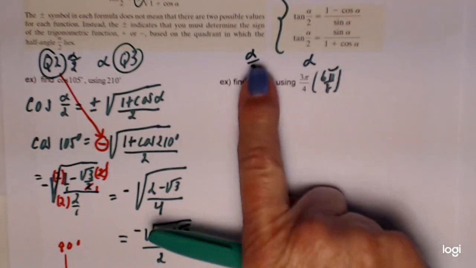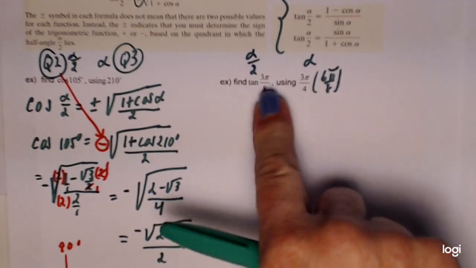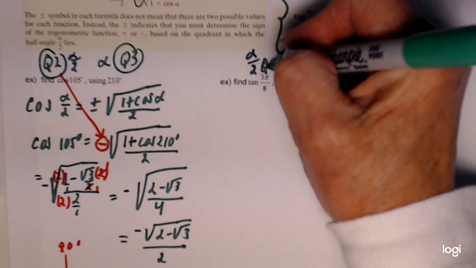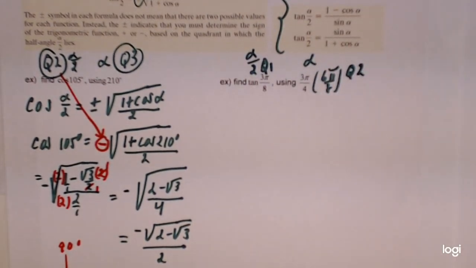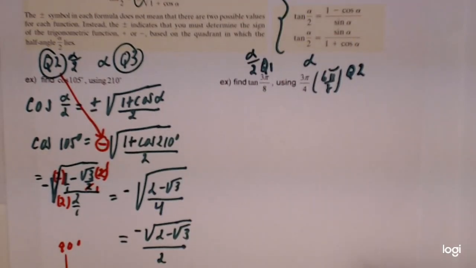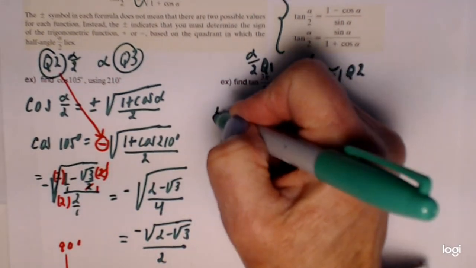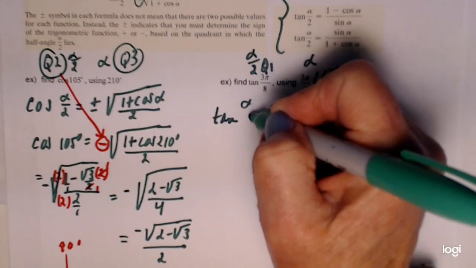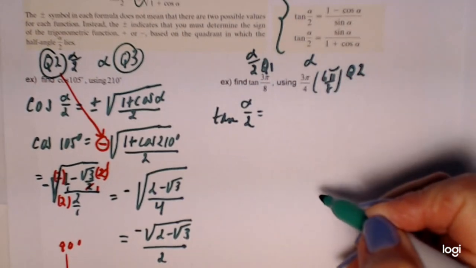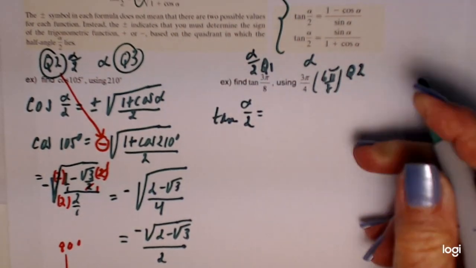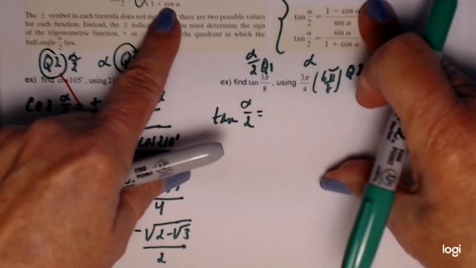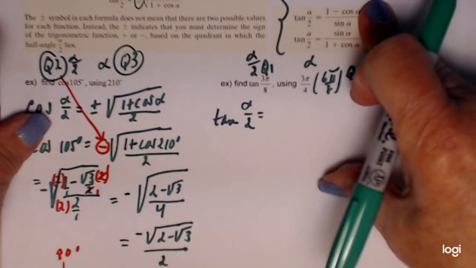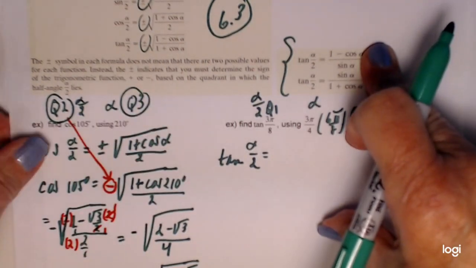This is double this, or this is half this. This angle here is from Q1, and this angle here is from Q2. Again, we're going to need that information when we look at our formula. So looking at the formula now, tangent of alpha over 2, I am going to use this first one here for no other reason than I'm going to try to avoid having to rationalize using this thing with that square root.